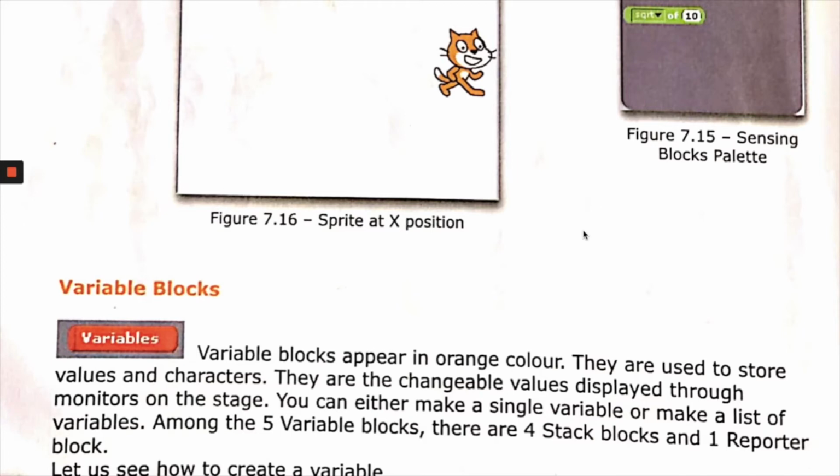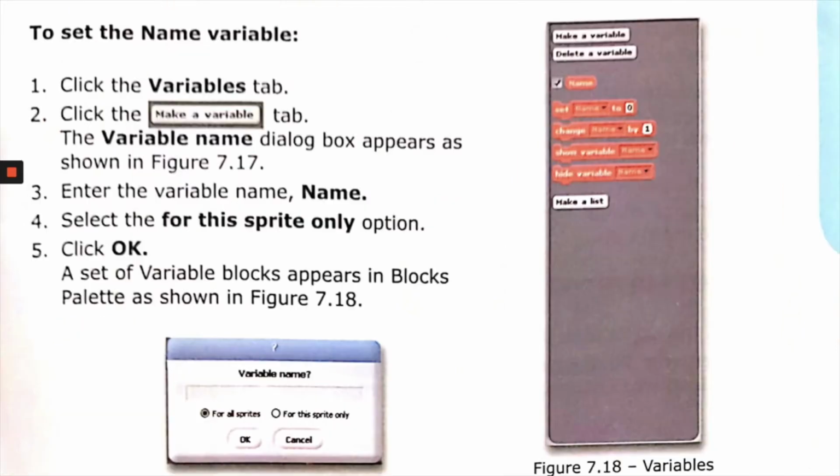Let us see how to create a variable. To set the name variable, click the Variables tab, click the Make a Variable tab. The variable name dialog box appears as shown in figure 7.17. Enter the variable name in the name section. Select the For This Sprite Only option and click OK.